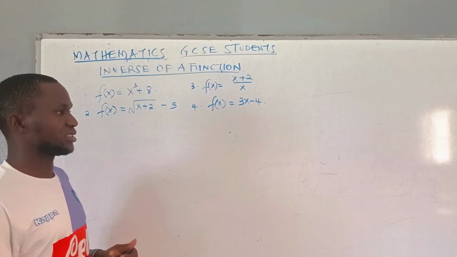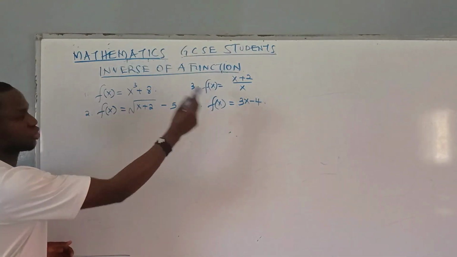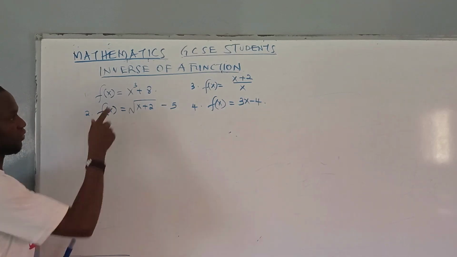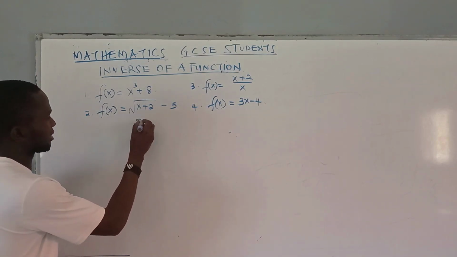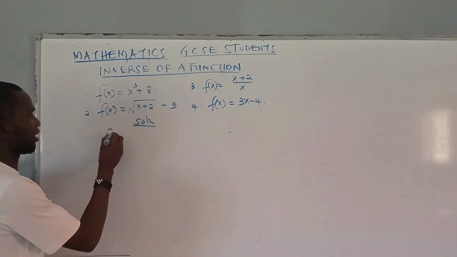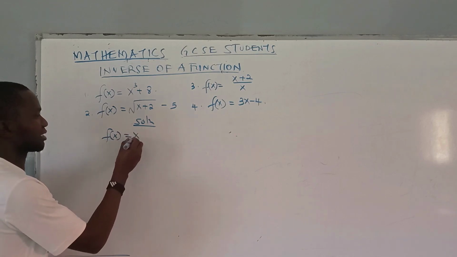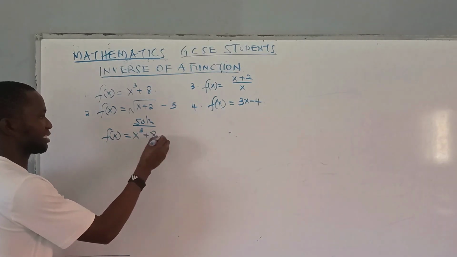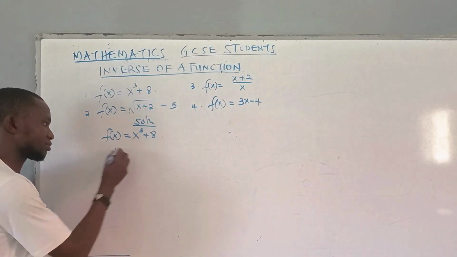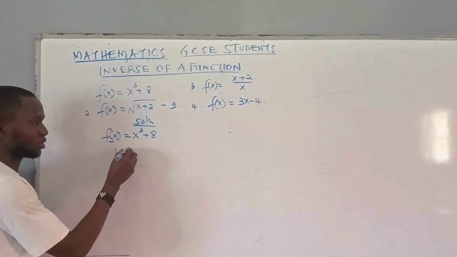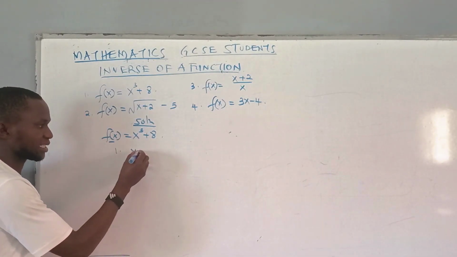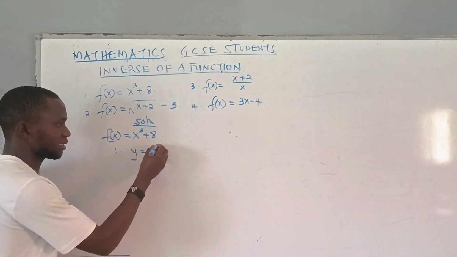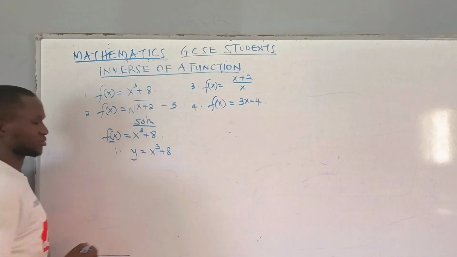How do we do it? Take an example of the question that I have on the board. The first one is given as f of x is equal to x raised to 3 plus 8. Step number 1, write the function as y. f of x is the same as y is equal to x cubed plus 8.